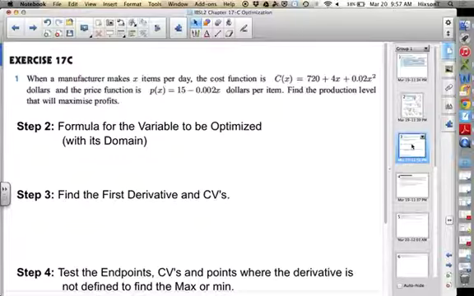When a manufacturer makes X items per day, the cost function is C of X, and you see it there, dollars. And the price function, that means how much they're selling all of them for. So that's like their income. The price function is lowercase p of x, dollars per item. Find the production level that will maximize profits.